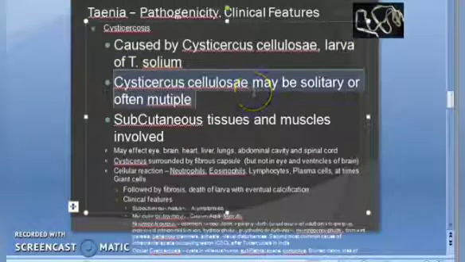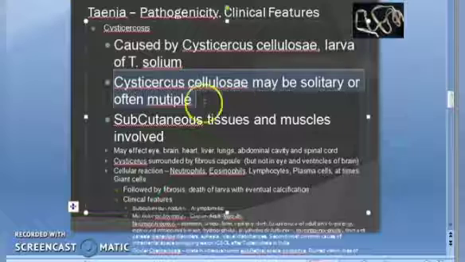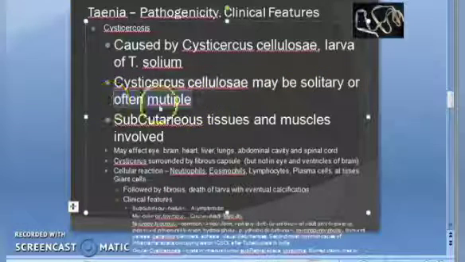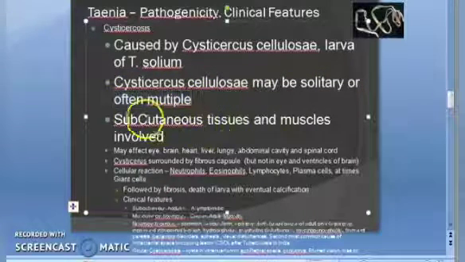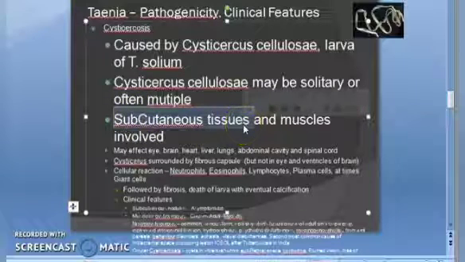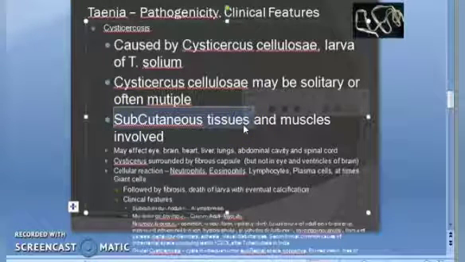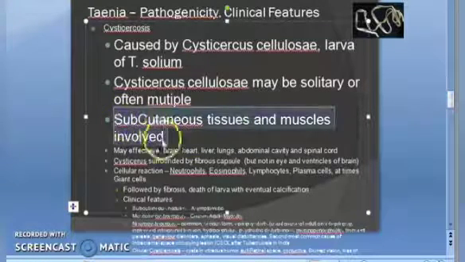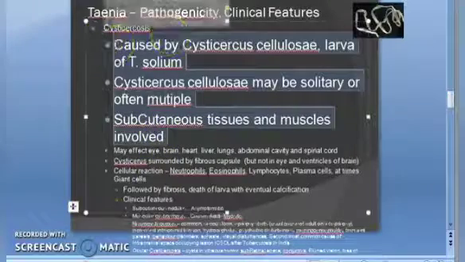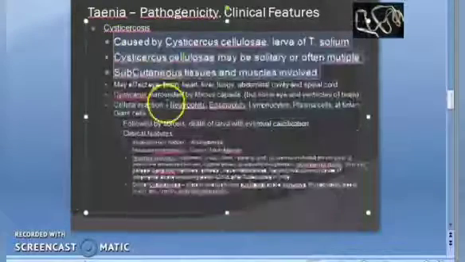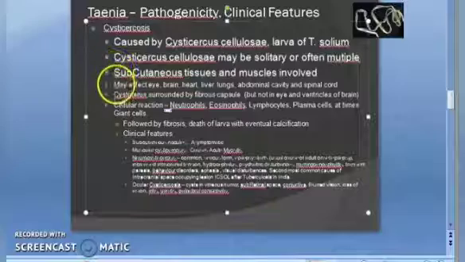Here, this Cysticercus cellulosae may be solitary or often multiple. Often they come multiple, so many will be there. They affect the subcutaneous tissue. Touch your skin and say subcutaneous tissue, there will be Cysticercus cellulosae, and it will always affect muscles, very important. These tapeworms go and sit in the muscles. You have already drawn the diagram in the life cycle. Then moving on.